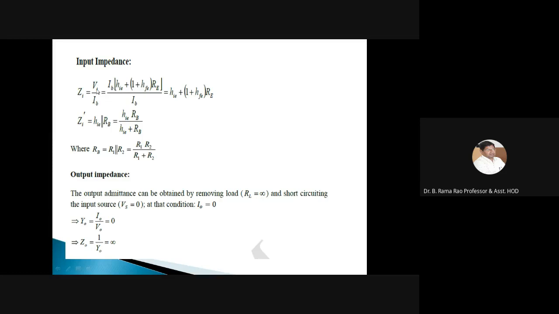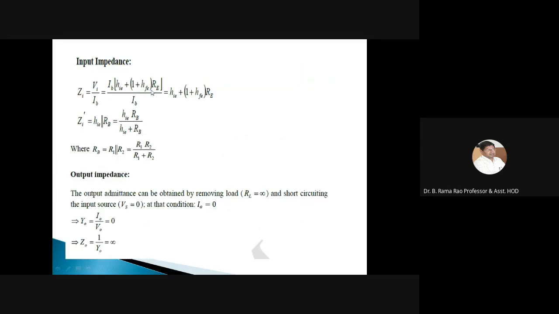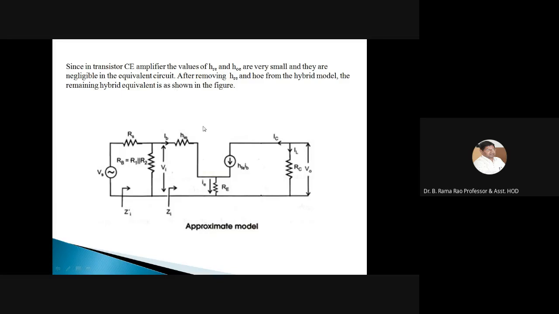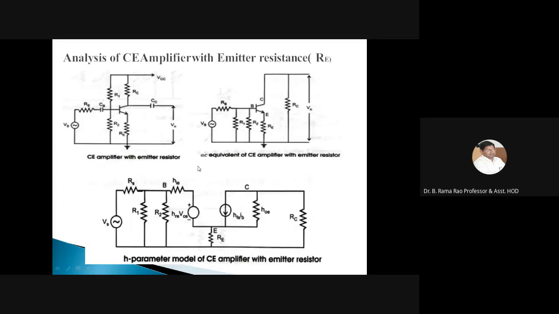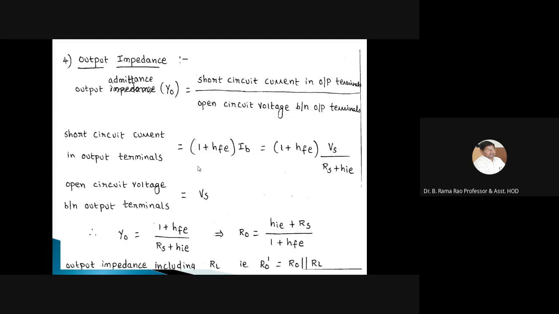Then we can get the value of Vi. Vi is equal to Ib into hie plus (1 plus hfe) into Re. Yes, 1 plus hfe into this Re. Of course, we have seen earlier the approximation analysis of the CE amplifier.